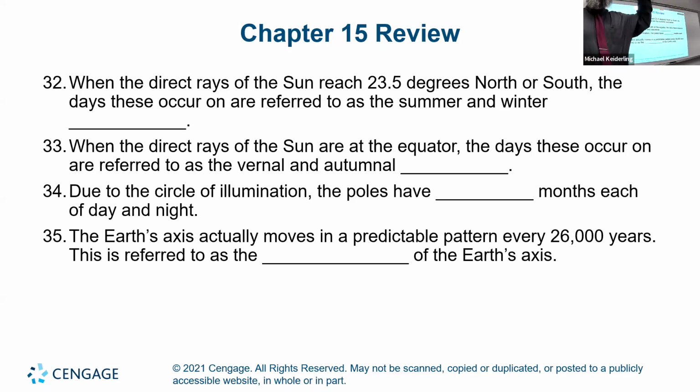Solstice is sun still, it's when the sun changes direction, so it stops moving up or down. Equinox is equal night. Day and night are equal in length. Due to the circle of illumination, the poles have 6 months each of day and night. The Earth's axis actually moves in a predictable pattern every roughly 26,000 years. This is referred to as the precession of the Earth's axis.